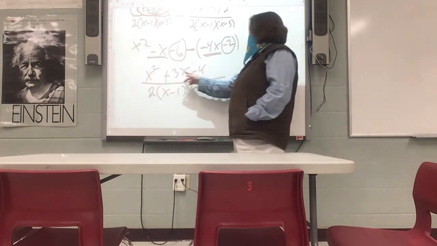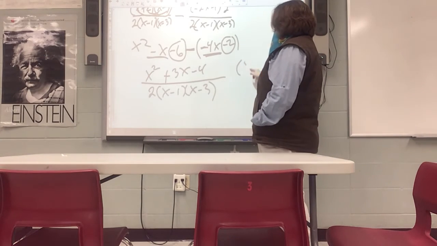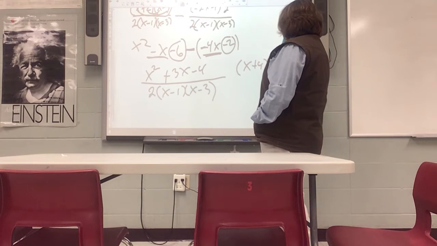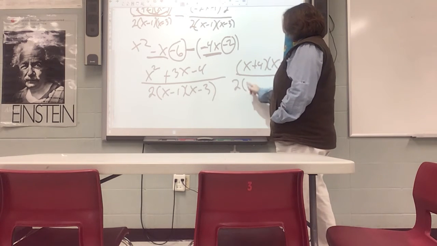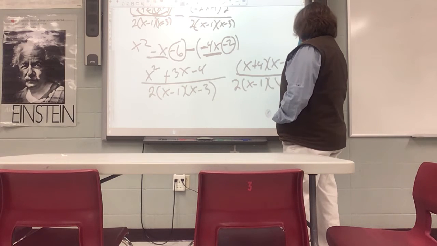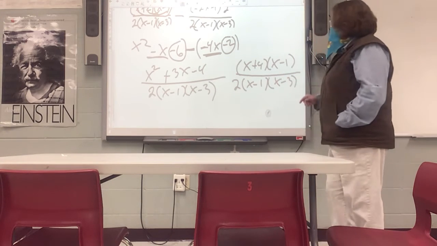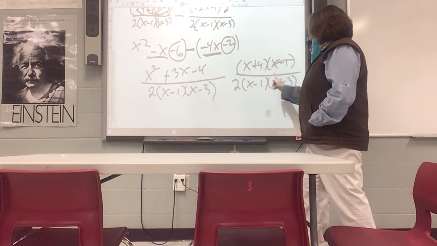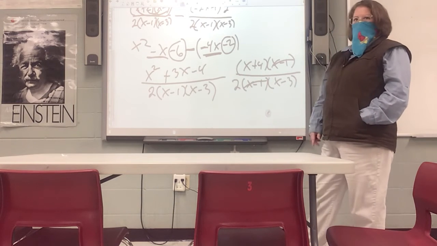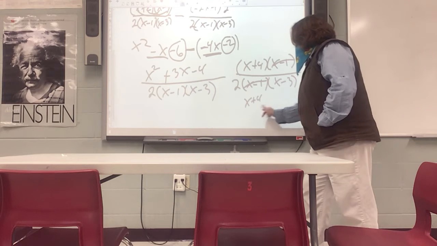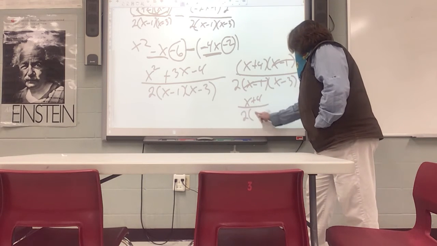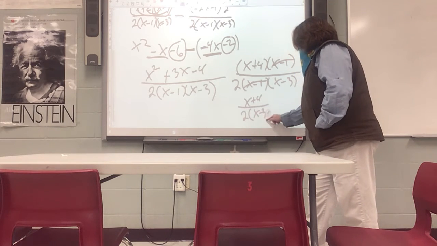Negative 1 and 4. So that top would be x plus 4 times x minus 1. My common denominator down there. Now, what time is it? Ninja time. So all we got left on the top is x plus 4. All we got left on the bottom is 2 times x minus 3.